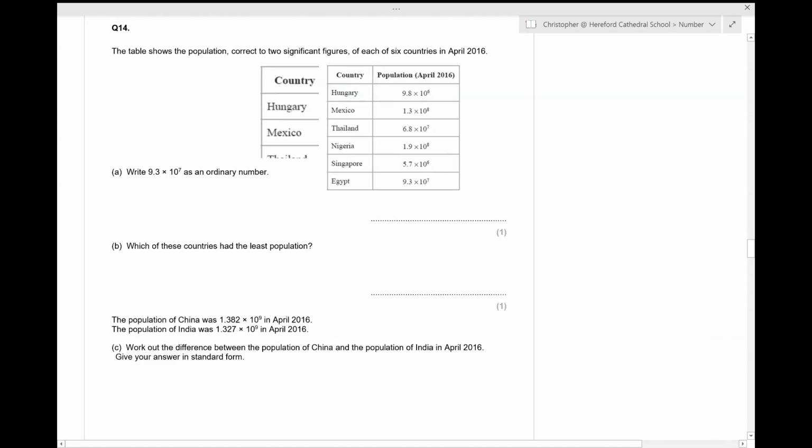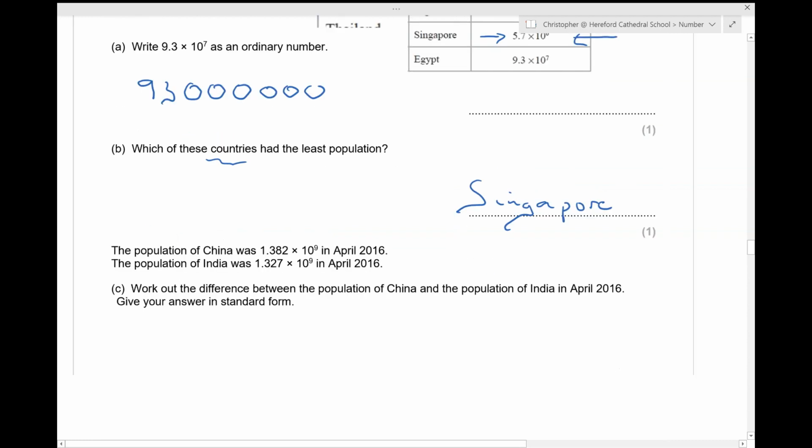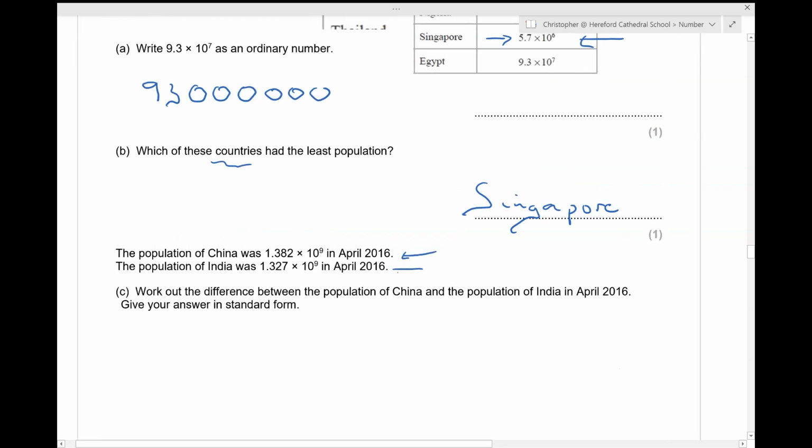Question 14. I've got 6 countries' populations there, but the first question is nothing about that. I simply need to write 9.3 times 10 to the 7 as an ordinary number, and that's going to be 93 million, or 93 with 6 zeros. Which of these countries have the least population? Well, let's look for the least power of 10. I've got Singapore and Hungary, and which is least? 5.7 times 10 to the 6 or 9.8 times 10 to the 6? Answer, this one is least, and the question says which of these countries, so you must write the name of the country.